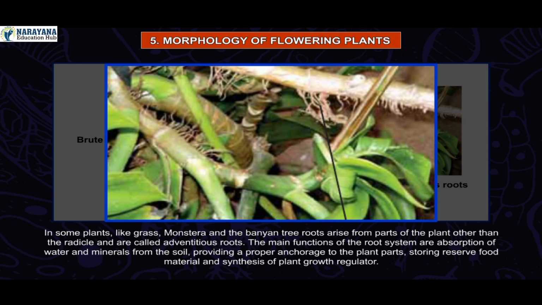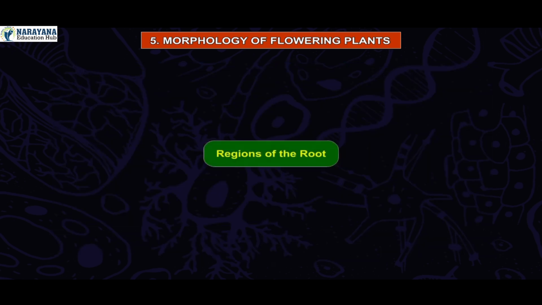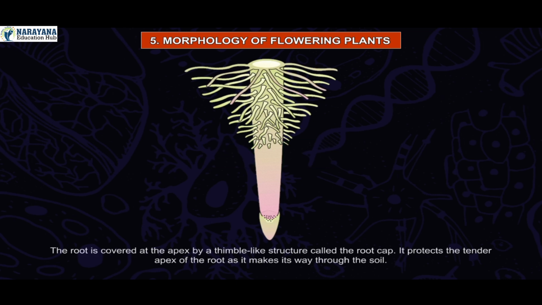The main functions of the root system are absorption of water and minerals from the soil, providing proper anchorage to the plant parts, storing reserve food material, and synthesis of plant growth regulators. Regions of the root. The root is covered at the apex by a thimble-like structure called the root cap. It protects the tender apex of the root as it makes its way through the soil.